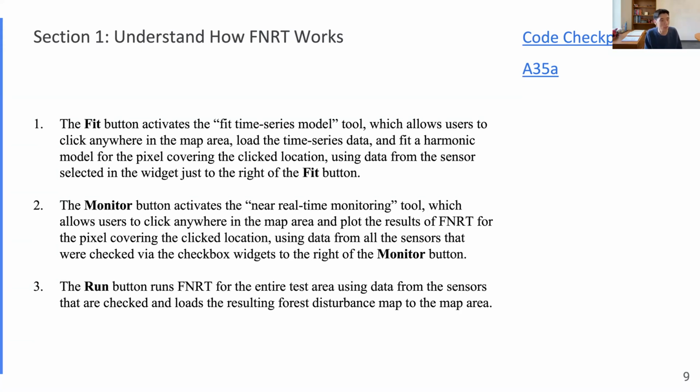The second button is a monitor button, which will actually do the monitoring over the time series data. So if you activate the monitor button and then click anywhere in the map, you will see the FNRT results, where it's trying to look for forest disturbance in near real time. And in the monitor case, you can start to combine sensors. There are checkboxes where you can check different sensors you want to include in the monitoring process. And then lastly, there's a run button which will run the whole process over a small region and create the map of disturbance in that region.